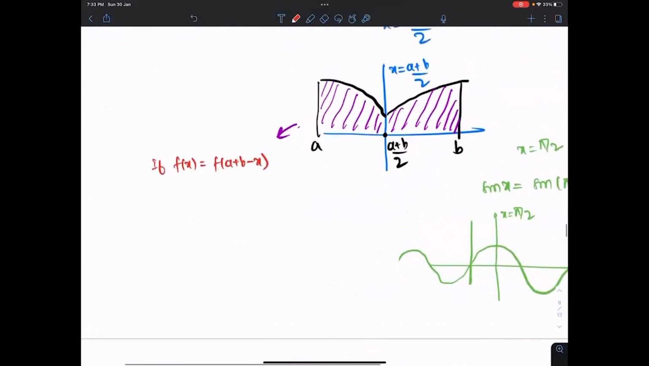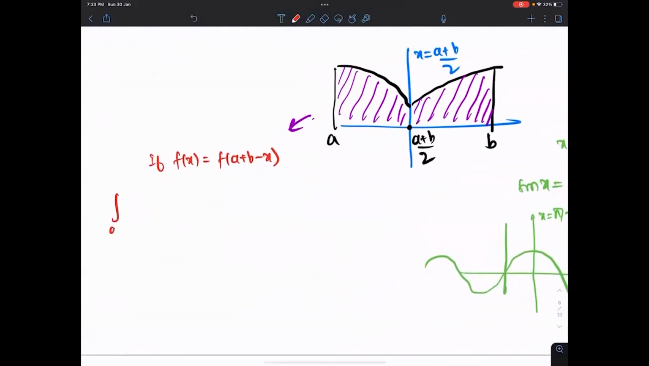So then what to do is, your integration, you will write it like this: 2 times. What is the integral a to b of f of x dx? Area under the graph from a to b. So if this happens, then it is twice the area from a to a plus b by 2.